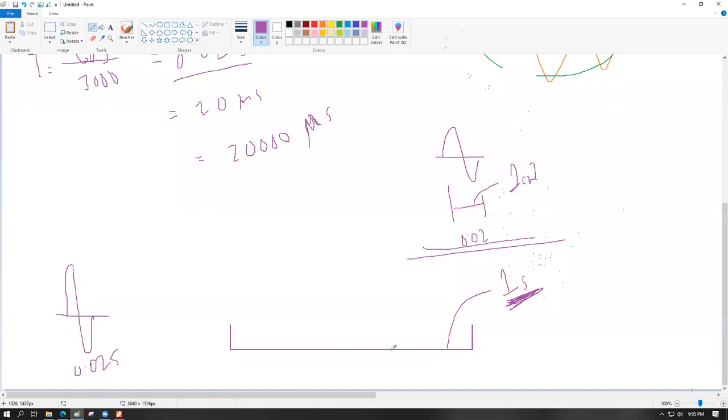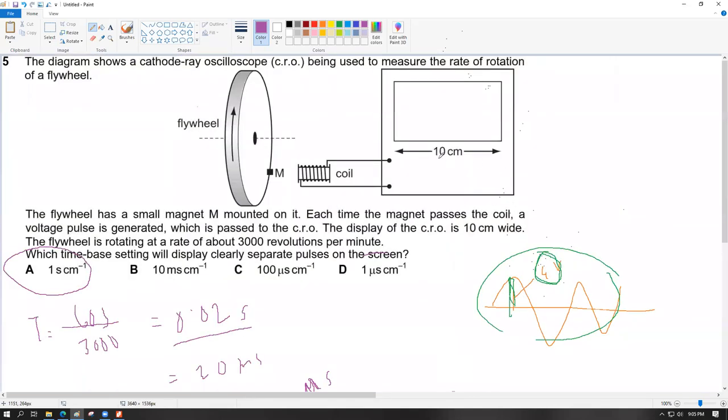Within one centimeter of space, you're going to be able to accommodate 50 cycles, which means within 10 centimeters, you can accommodate 500 cycles, one after another. Do you think that would be a good graph to work with? No. In the space of 10 centimeters, they're going to be very squashed, very congested, right? So, we don't appreciate this.